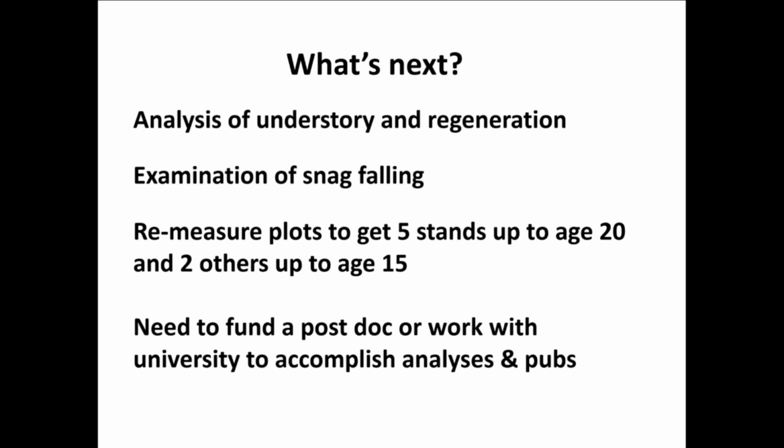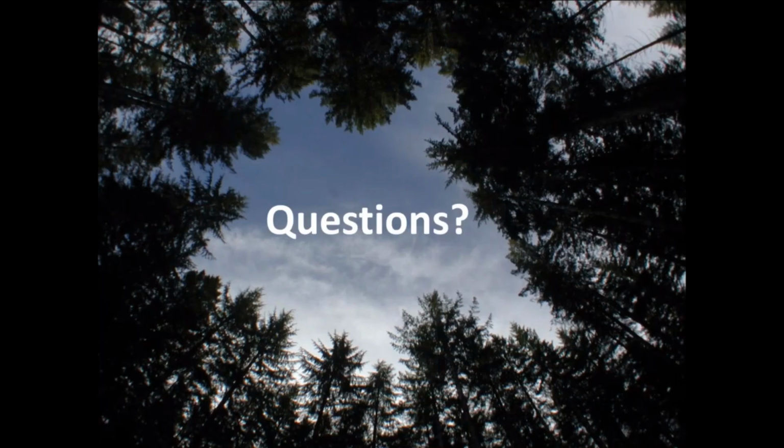Also hope that we can fund a postdoc or work with the university to accomplish additional analyses and publications. I think that habitat development study is definitely one of the oldest examples of variable density thinning. So being able to get this work into the literature, I think, would be useful for people who want examples that they can share with others and get a better idea of what the results would be. So I'll stop it there and see how we might handle questions.